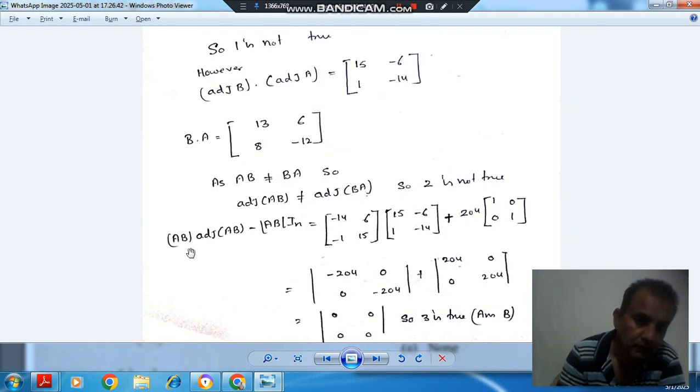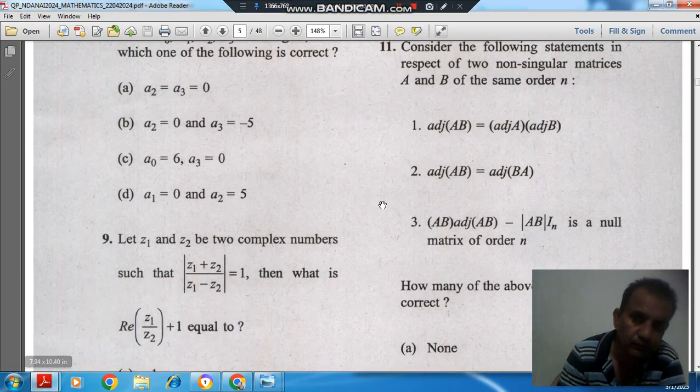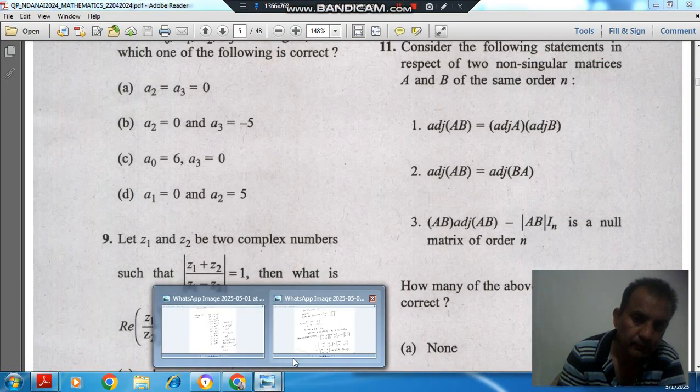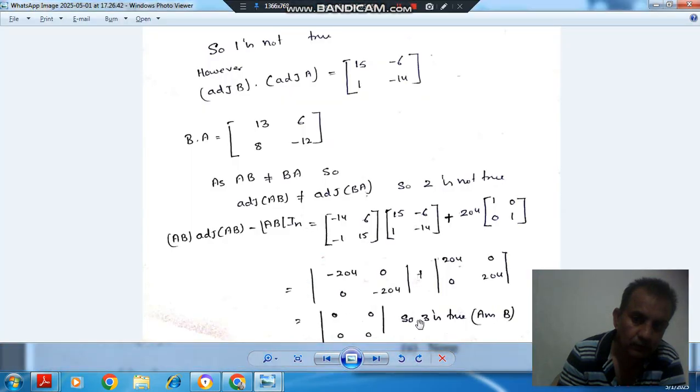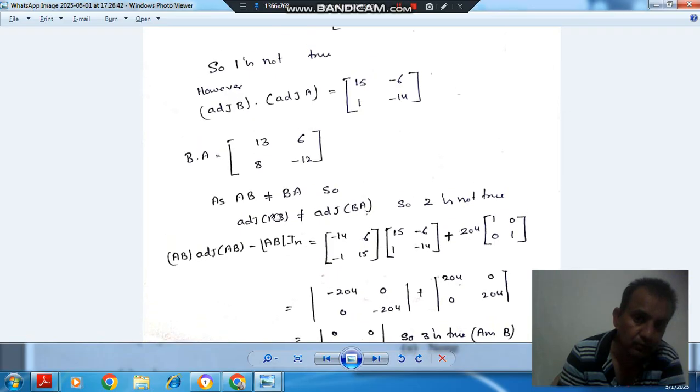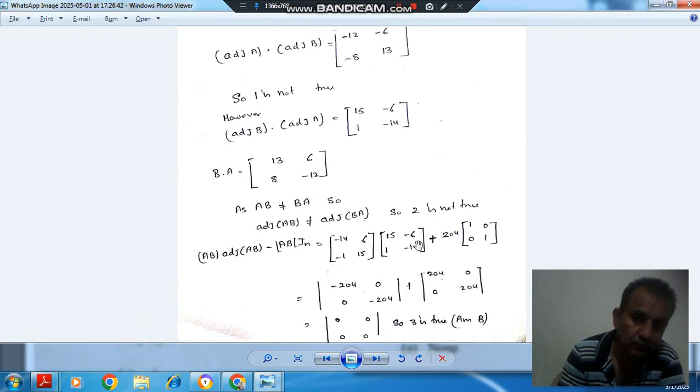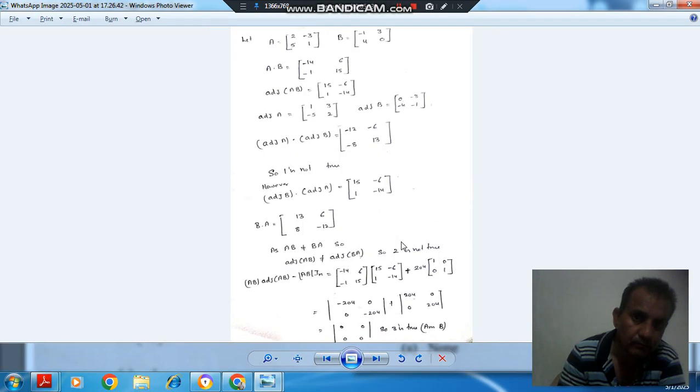So it means AB adjoint AB minus determinant AB times I_n is equal to 0, the null matrix. So the third statement is true. So only one statement is true, that is the third. The second is not true, the first is also not true. The answer is option B.